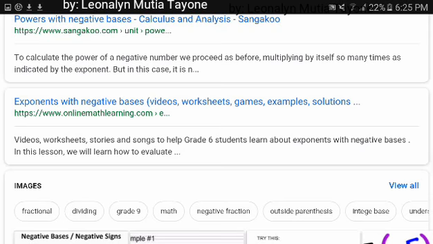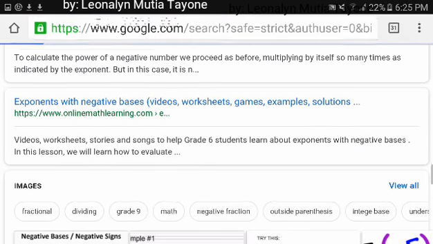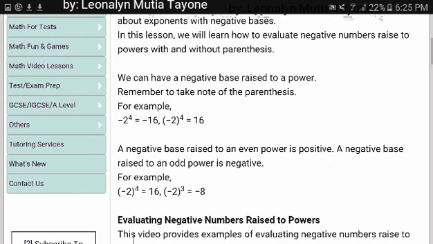Let's go to onlinemathlearning.com, exponents with negative base. So what we have here is we can have a negative base raised to a power. Remember to take note of the parentheses. For example, negative 2 raised to 4. And the answer is negative 16. The other one is negative 2 na nasa loob ng parenthesis. Tsaka siya ni-raise ng 4. The answer is positive 16. A negative base raised to an even power is positive. A negative base raised to an odd power is negative. Pero dapat nasa loob siya ng parenthesis, pareho yung negative. Balik, sinali yung negative sa pag-raise.